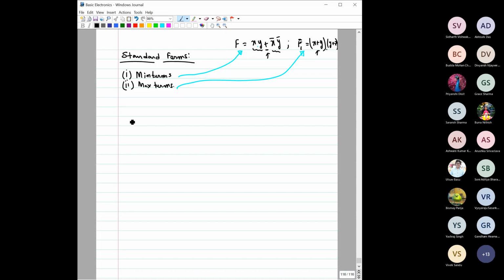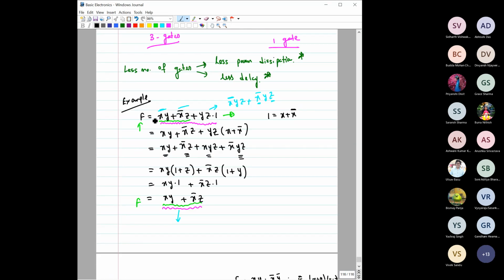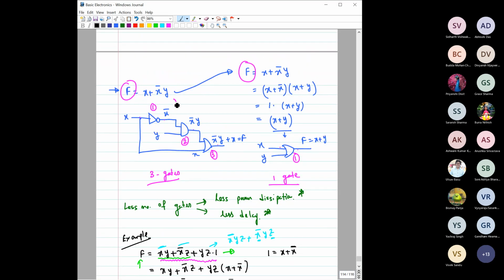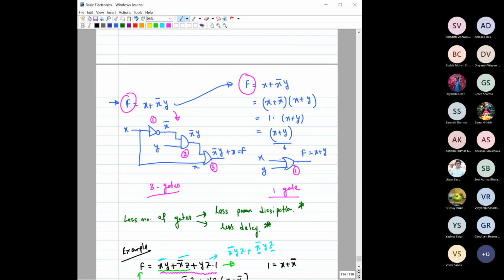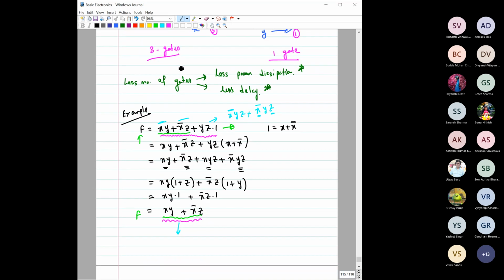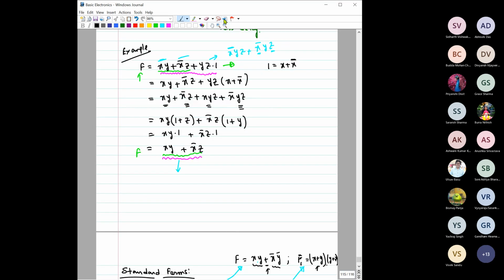So let us say that we have two variables. I think I could have done one more thing here. Probably I will try to do it here first, then I will move to the next part. That would be helpful.